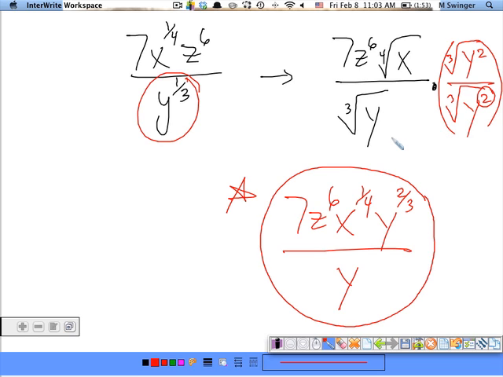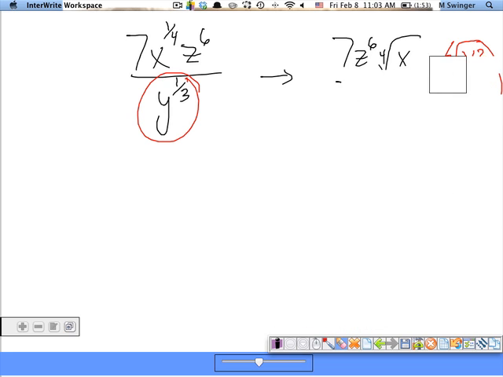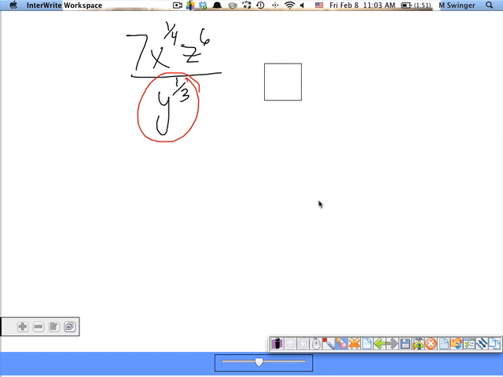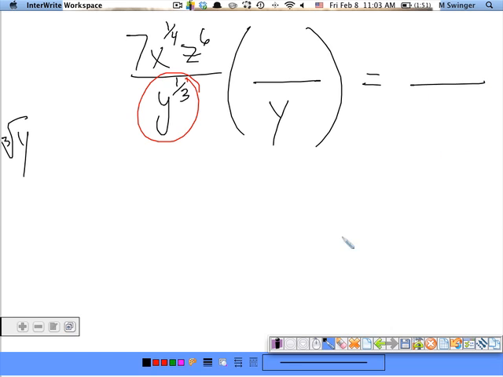Okay. What else? Oh, the other way to do this. I want to show you the other way. Maybe this is easier for you. I like to actually do it the other way. I think it takes less work. So watch what I do here. Instead of changing it to radical form, like cube root of y, all I have to do is multiply by y to some power, and I get what I want. What power would I multiply?